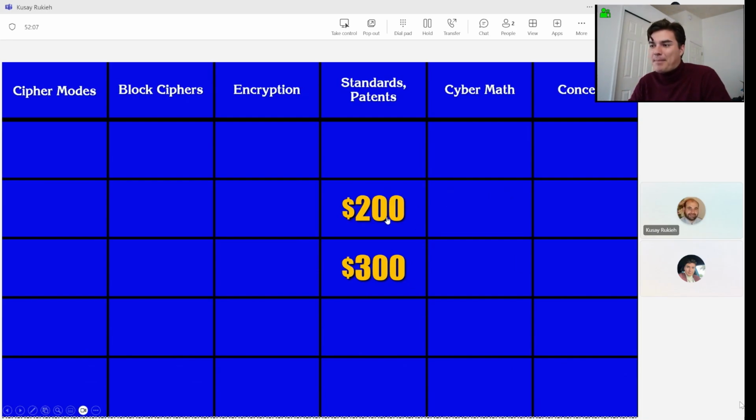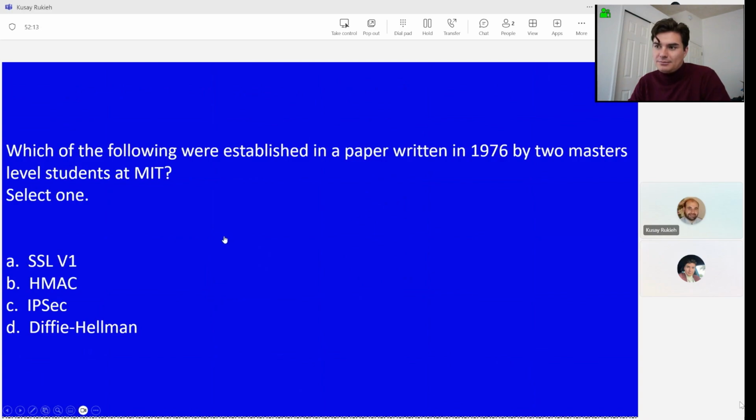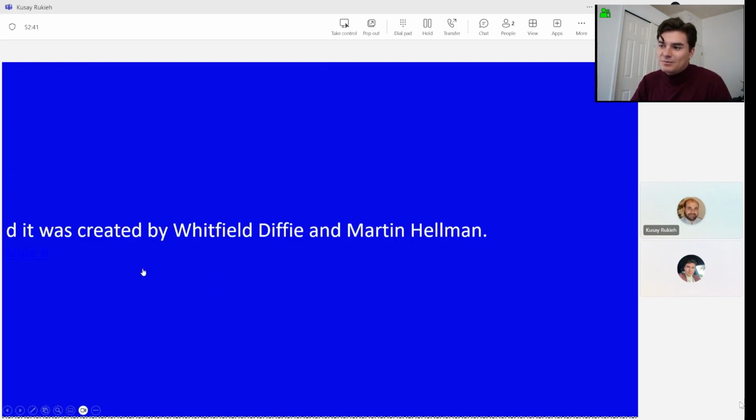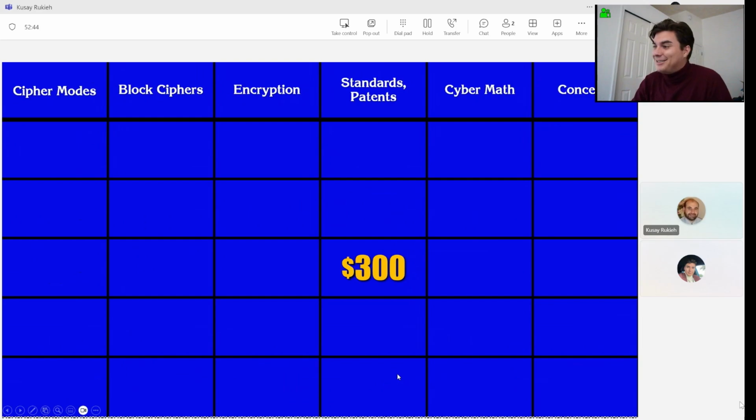All right, let's go with standards and patents for $200. Which of the following were established by a paper written in 1976 by two master's students at MIT? They created... We're looking for two master's students, right? Wow, they just combined their names. It is Diffie and Hellman, right?